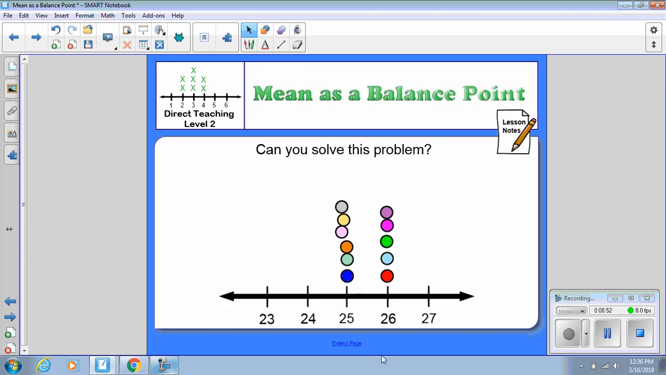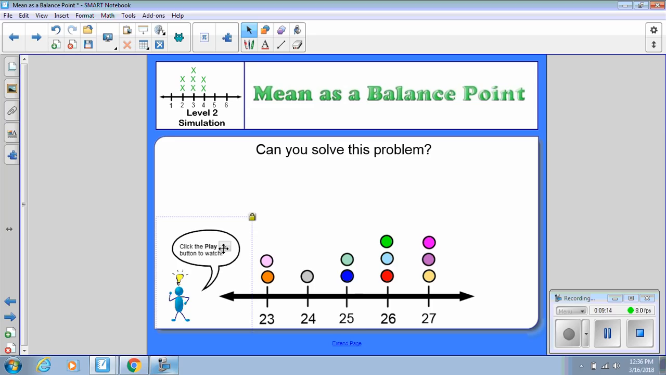So what this means is that my mean as a balance point is between 25 and 26. I have 6 circles on 25, and I have 5 circles on 26. So my balance point is probably a little closer to 25. But let's see what we really would do in this situation.